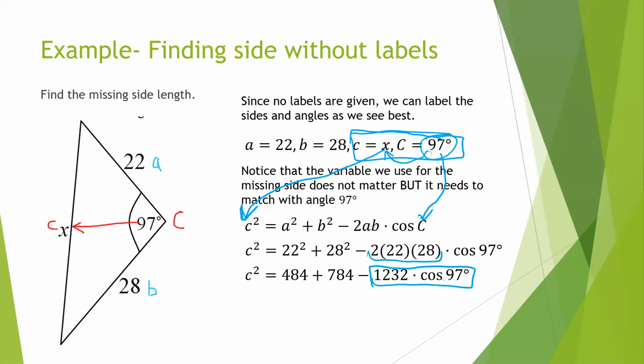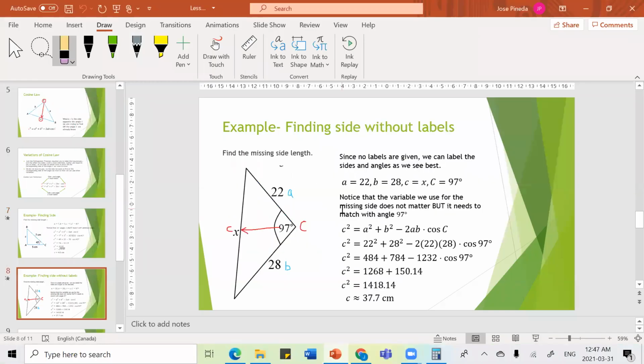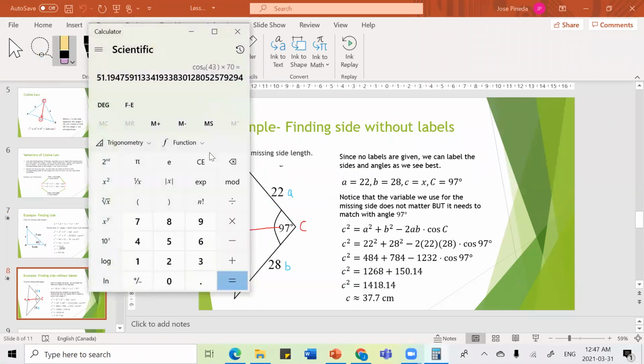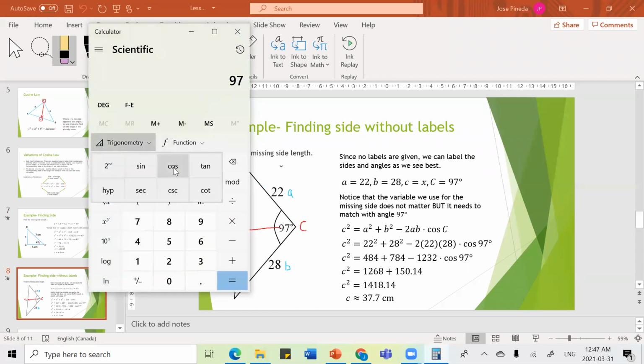Again, be careful with this. We find the cosine of 97 degrees, and then you multiply by 1,232. So we want to be really careful with this. And I want to bring up a little technicality or a little strange occurrence here. When we find the cosine of 97 degrees, I'm not sure if anyone can guess what's going to happen. If you look at your CAST rule, you're going to notice that because 97 degrees is in the second quadrant, the cosine ratio will be negative. So notice that I actually end up with a negative answer.